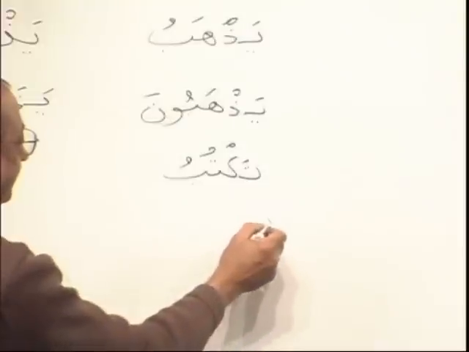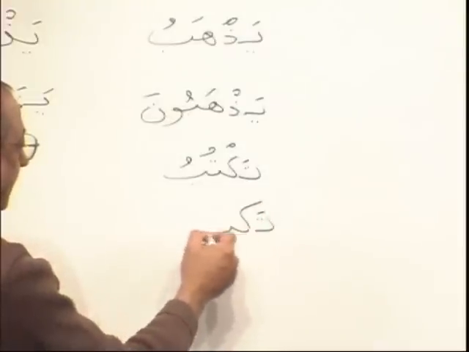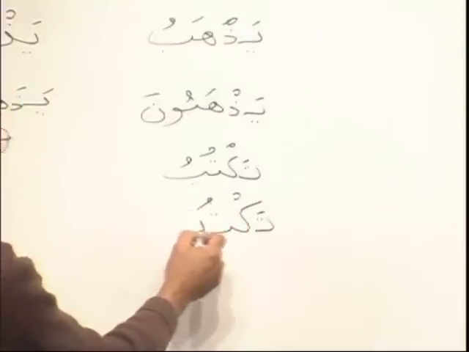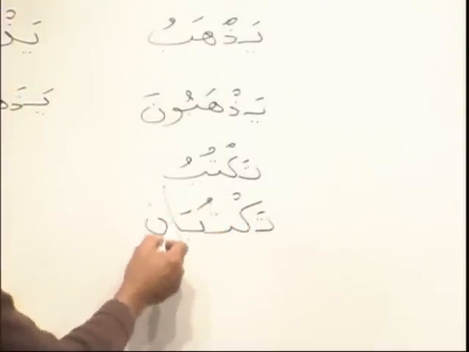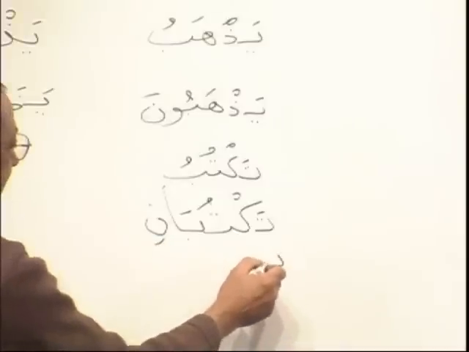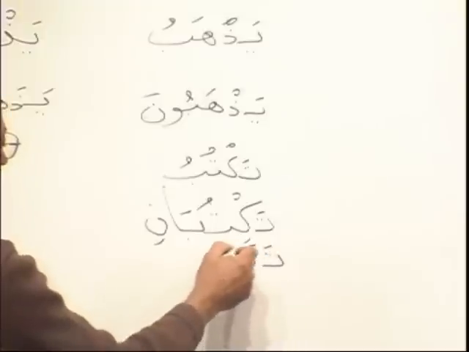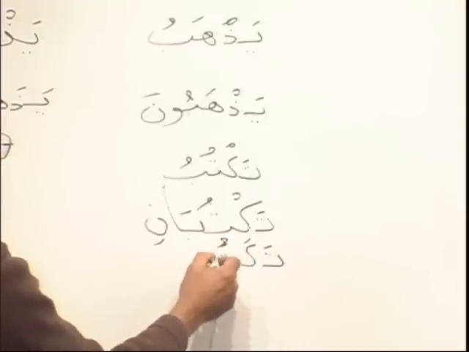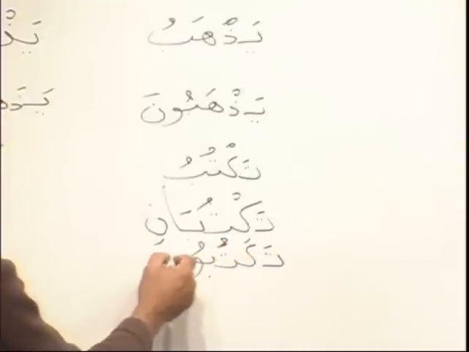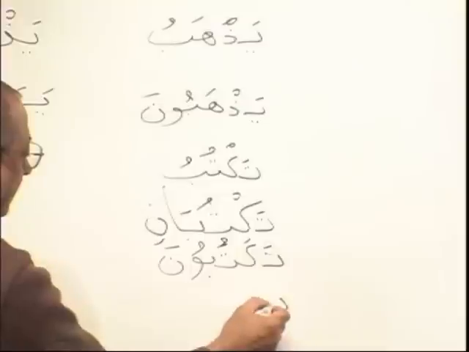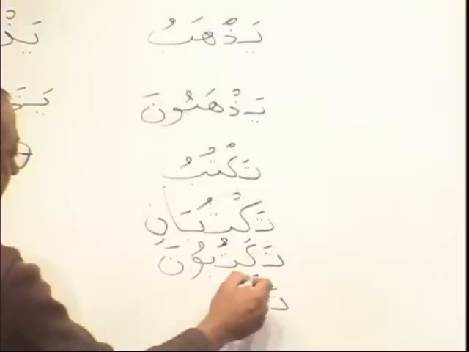Katabta is Mahdi. We are talking about Mudari'a. Taktubu. What will be the next one? Taktubani. What will be the next one? Taktubuna. What will be the next one?